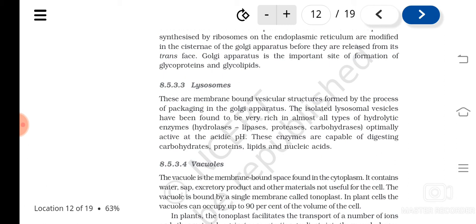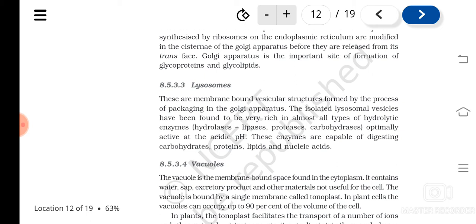They are the enzymes which help in digesting lipids. And proteases are the enzymes which help in the digestion of proteins, and carbohydrases are the enzymes which are helpful in digesting the carbohydrates. Understood? So this kind of enzymes are filled in this, and this will be active at the acidic pH, meaning in the low pH.